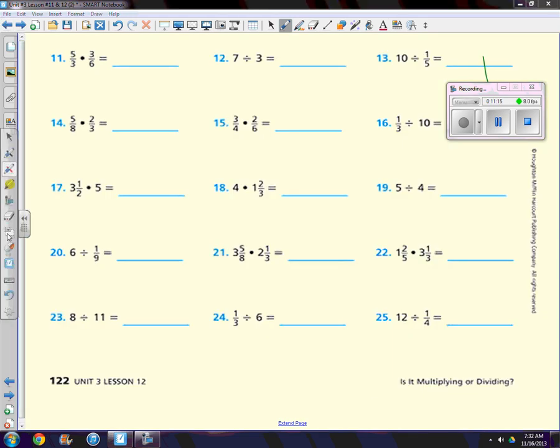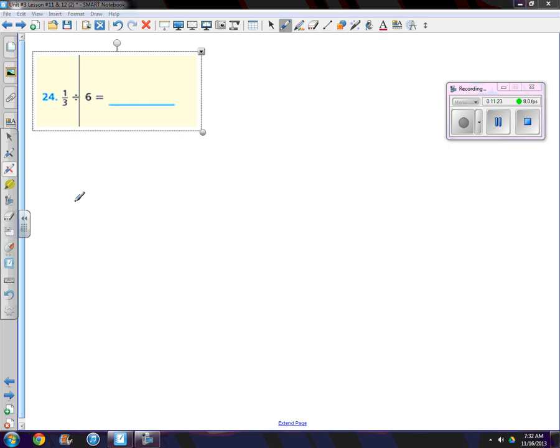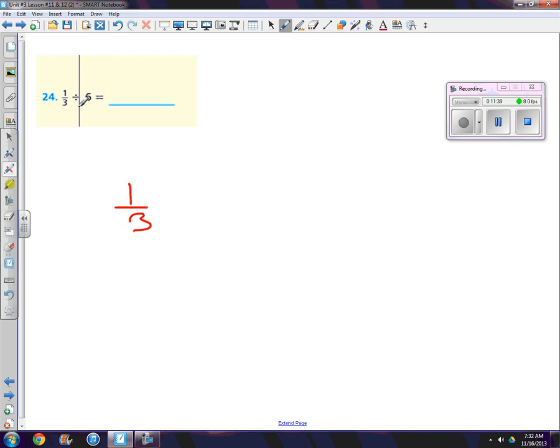All right, let's go back and look at a division problem. I think I wanted to look at number 24. One-third divided by 6. So you're taking a fraction and you're dividing it by a whole number, which is way larger than the fraction. So again, it's a division problem. To change it up, the division sign becomes multiplication. It was 6 over 1. The reciprocal is 1 over 6. And your final answer is 1/18.